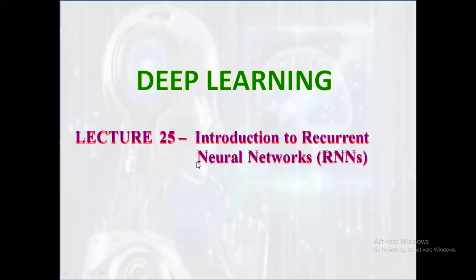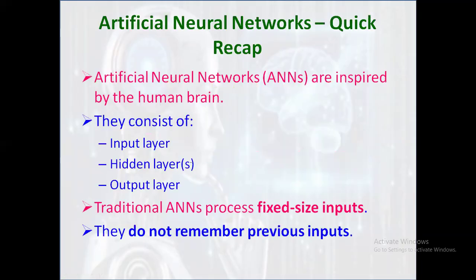Unlike traditional networks, RNNs have the ability to remember past information, which makes them suitable for problems involving sequences such as text, speech, and signals. First, we'll see the overview of the artificial neural network. We will quickly go through it.